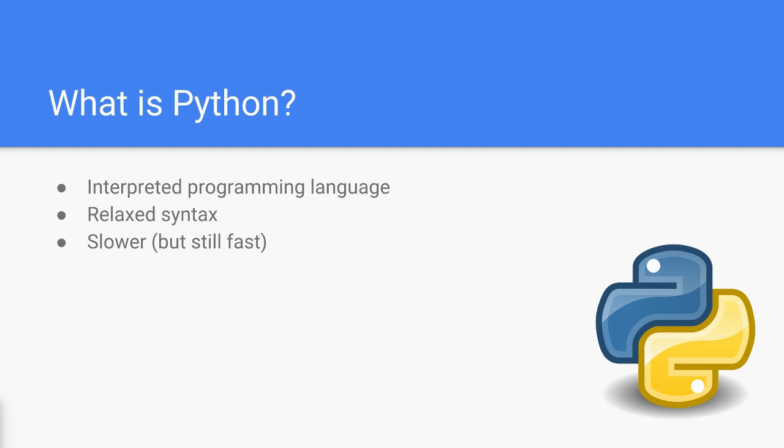First of all, what is Python? Python is an interpreted programming language. There are faster languages such as C++, but speed is not always the priority. Its syntax, or the way that the code is organized, is more forgiving than some other programming languages.